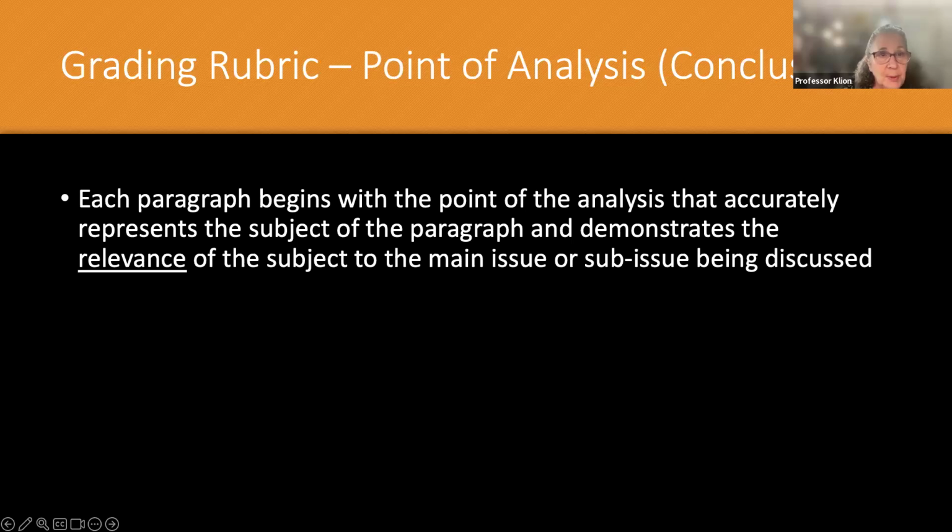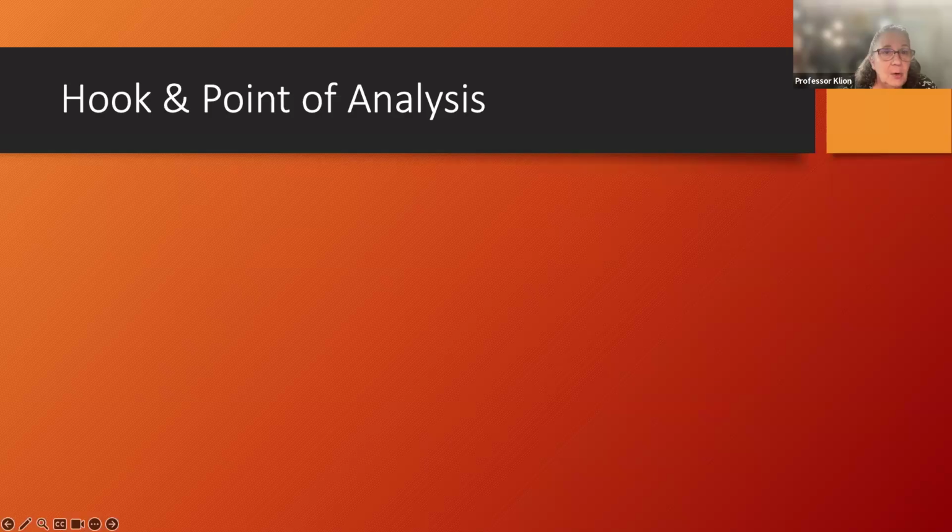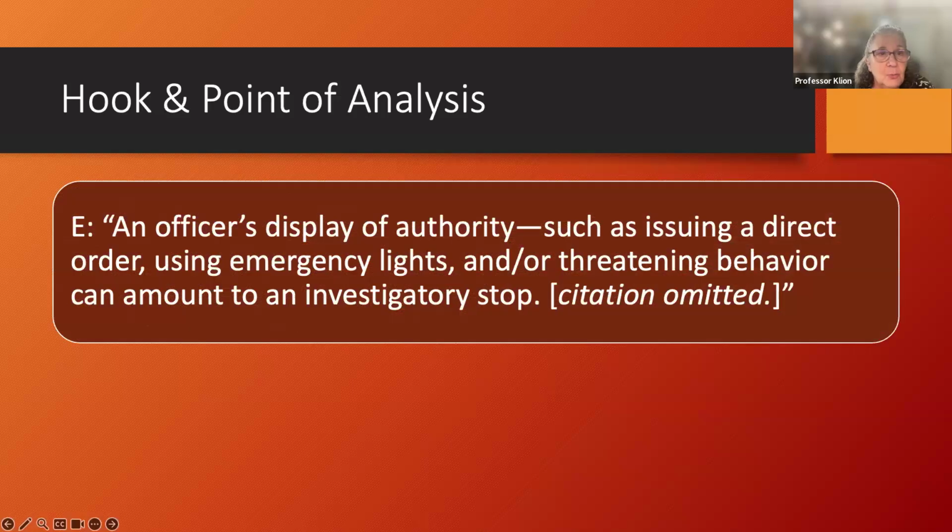Again, on the rubric, each paragraph begins with the point of analysis that accurately represents the subject of the paragraph and demonstrates the relevance of the subject to the main issue or sub-issue being discussed. So if we go back to hooks and points of analysis, if the hook in your explanation section was an officer's display of authority, such as issuing a direct order, using emergency lights, and or threatening behavior can amount to an investigatory stop, which of course the hook would also have a citation after it, your point of analysis would be something comparable to this.